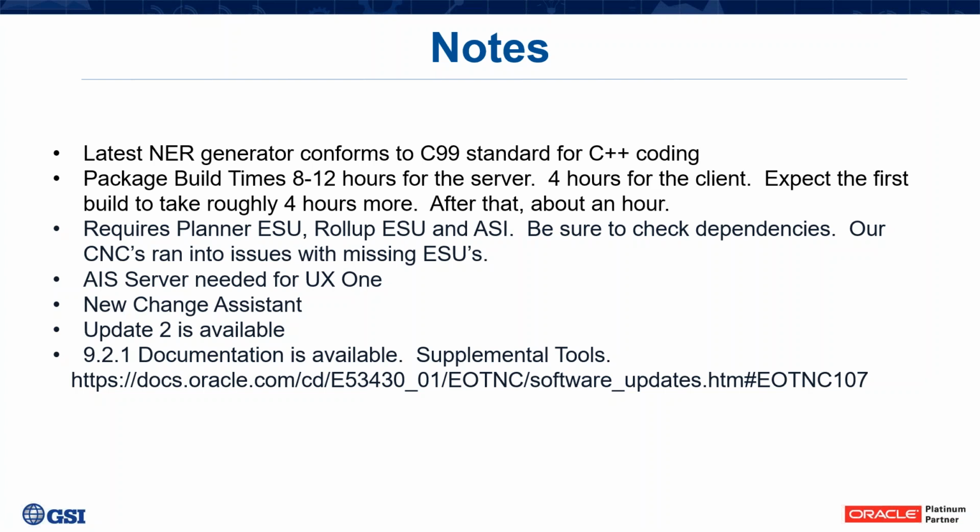All of this 9.2 stuff requires not only the planner ESU, but also a roll-up ESU and obviously an ASI. With some of the ESUs that we've seen, when we apply these things, there are ESUs missing, and also there are problems during upgrades with objects that are obsoleted and so forth. Now, you need an AIS server for your UX1 and Orchestrator. I mentioned earlier there's a change assistant, and 9.2 update 2 is available.